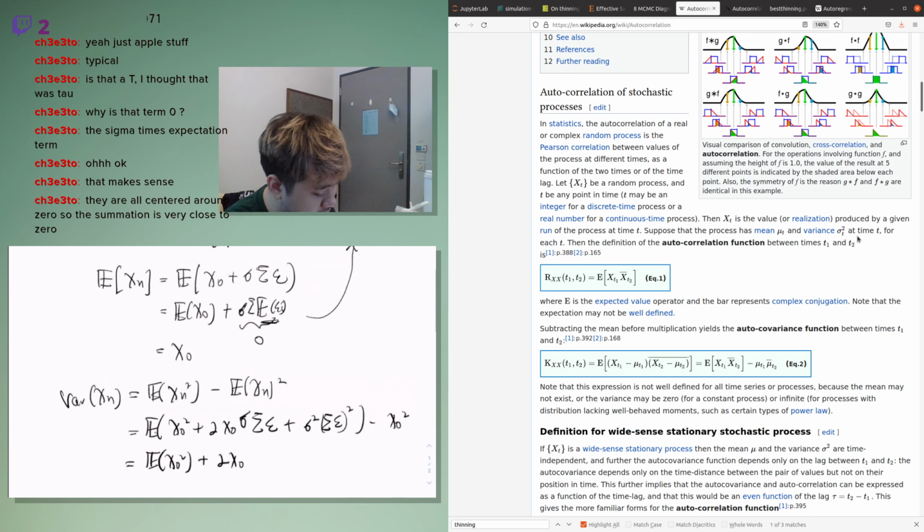Because technically this can be your initial point. Wait, they are all centered around 0, so the summation is very close to 0. They are all centered around 0, so the expectation is exactly 0. It's not close to 0, it's exactly 0. So this is the expectation, right? So the mean essentially, right? The expected value. Yeah, so they're all exactly 0. Of course, as you add more and more of them, the variances will be quite large, but it doesn't really matter because the center is still exactly 0.